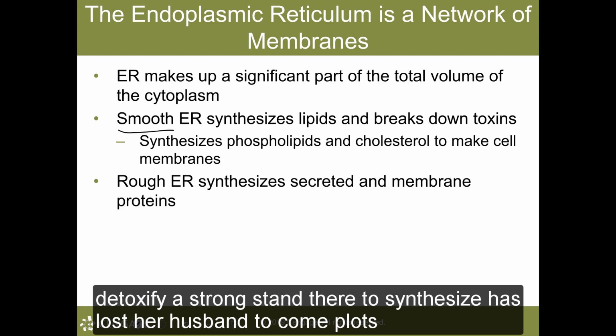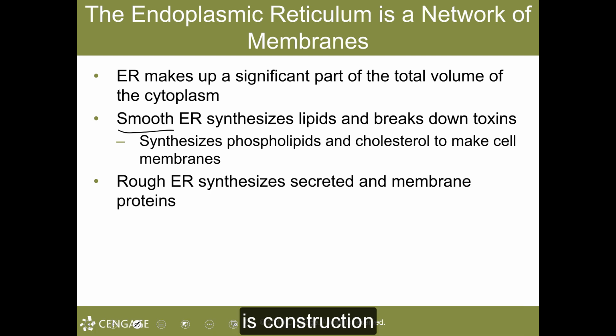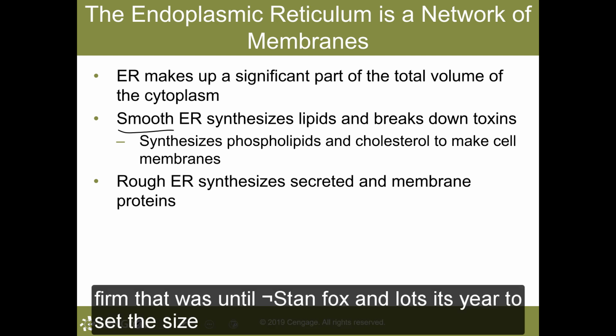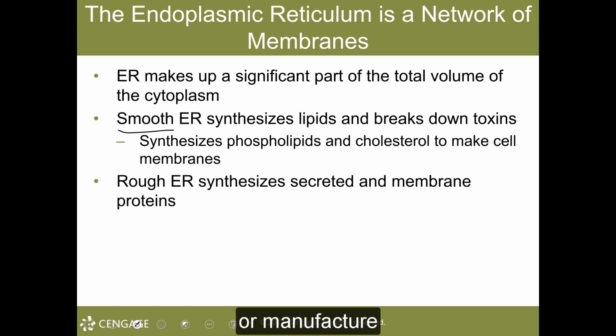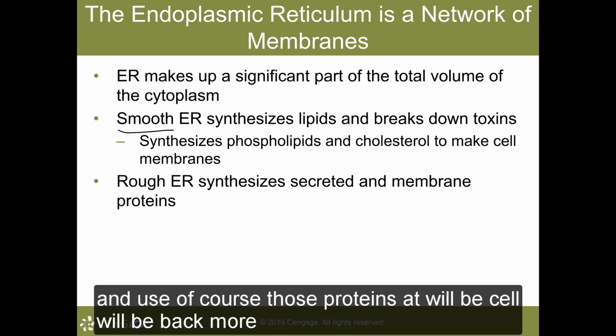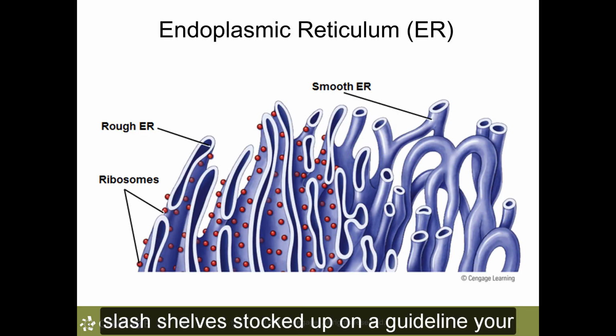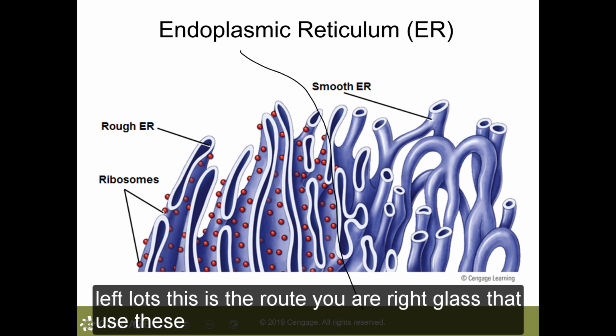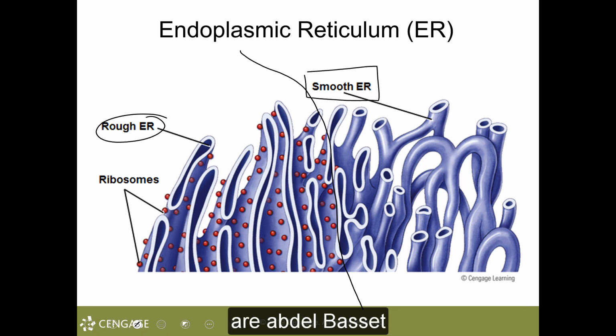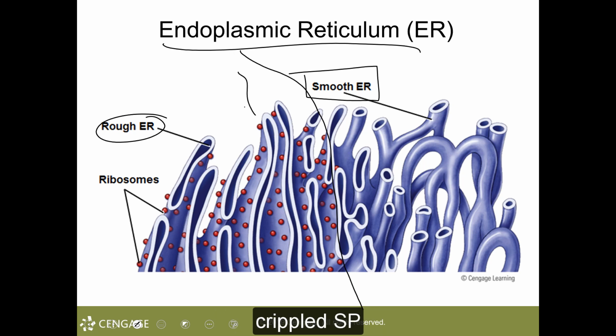The rough endoplasmic reticulum, class, is in structure studded with ribosomes on the outer surface, and functionally, class, it is here to synthesize proteins or manufacture proteins. And it's, of course, those proteins that will leave the cell. But we'll get back to more of that later. This, class, shows, so I kind of put a dividing line here. On the left, class, this is the rough ER. On the right, class, that is the smooth ER, endoplasmic reticulum. In red, class, those are ribosomes.